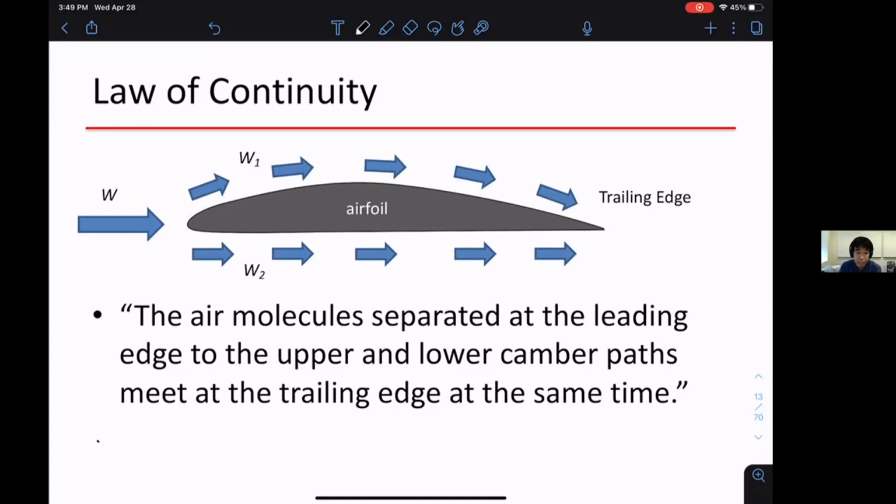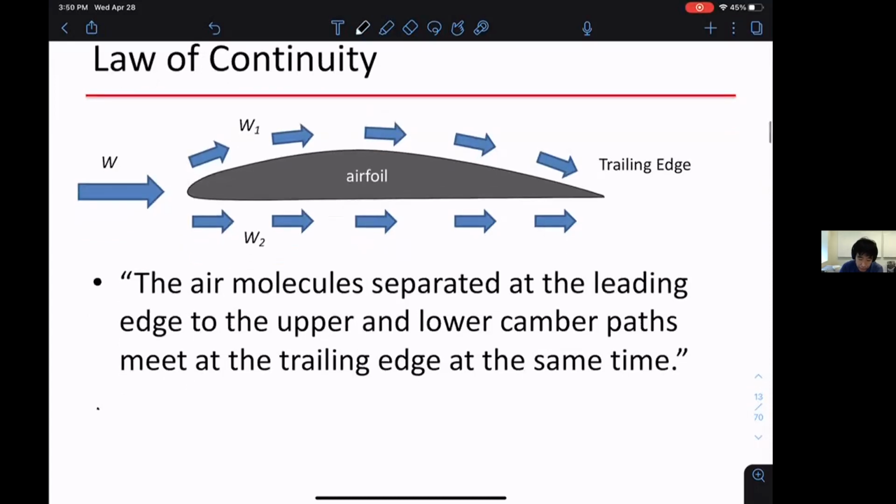Air on the upper chamber goes faster than air on the lower chamber, right? So you have a longer distance on the upper chamber because of the shape. So the speed on the upper chamber is faster than the speed on the lower chamber because air has to travel a farther distance. They have to meet at the end. So one is faster than the other.